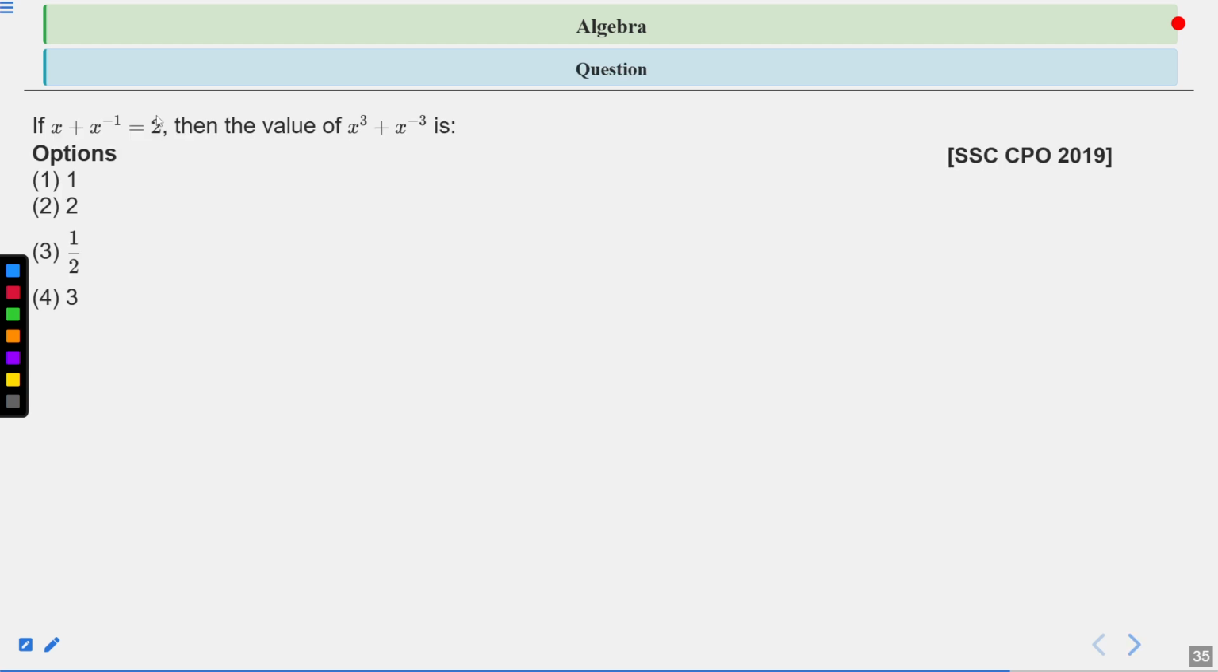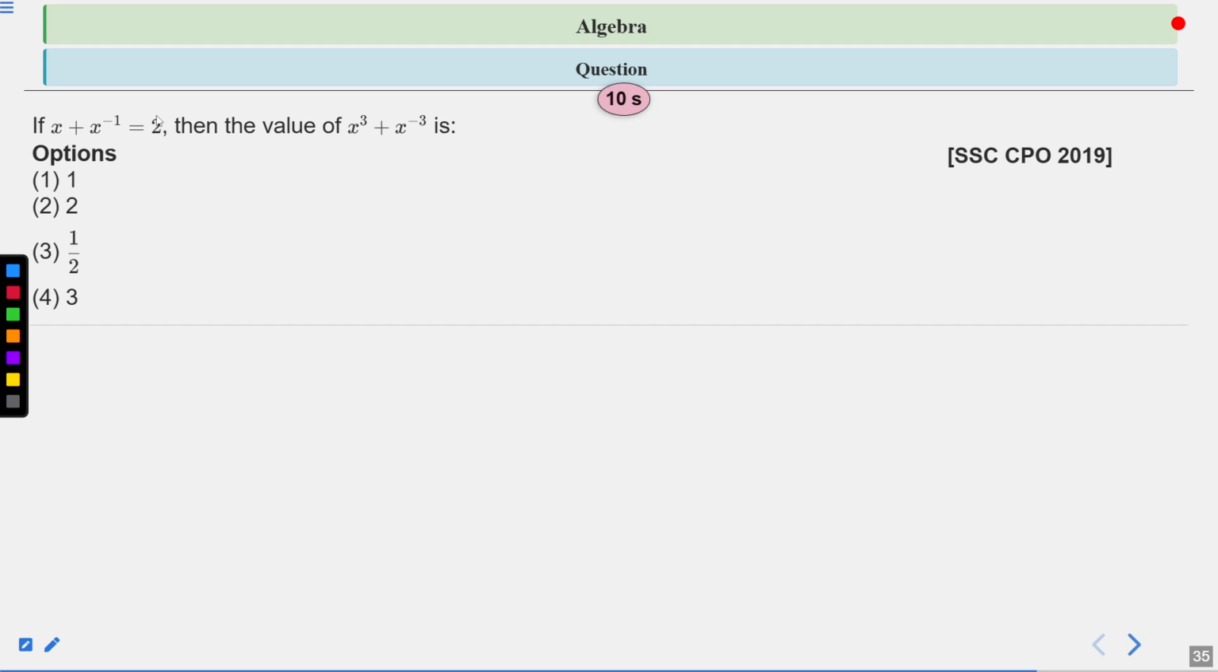If x plus x to the power minus 1 equals 2, or we can say x plus 1 upon x equals 2, then the value of x cube plus x to the power minus 3, or we can say x cube plus 1 upon x cube, is. This question was asked in the SSC CPO exam in 2019. There are four options: first one is 1, second is 2, third one is half, and fourth one is 3.